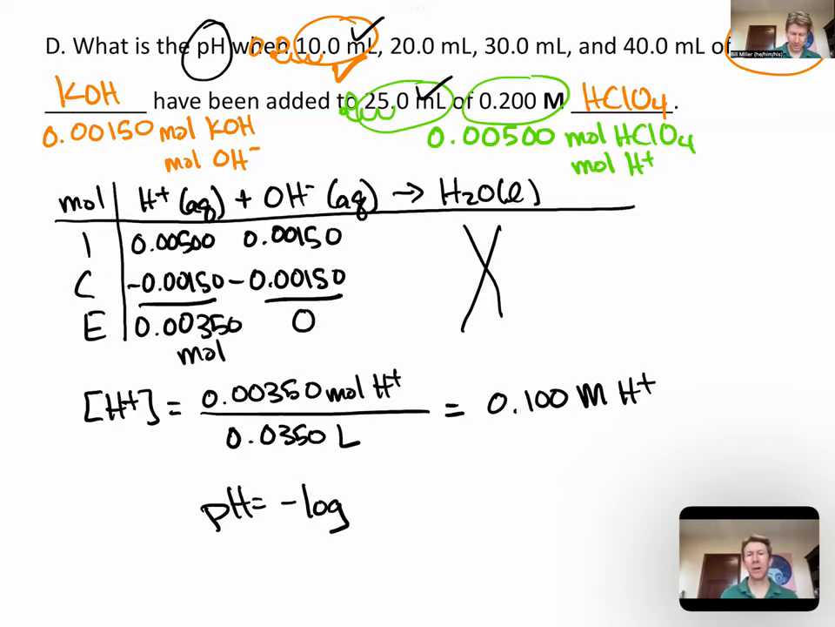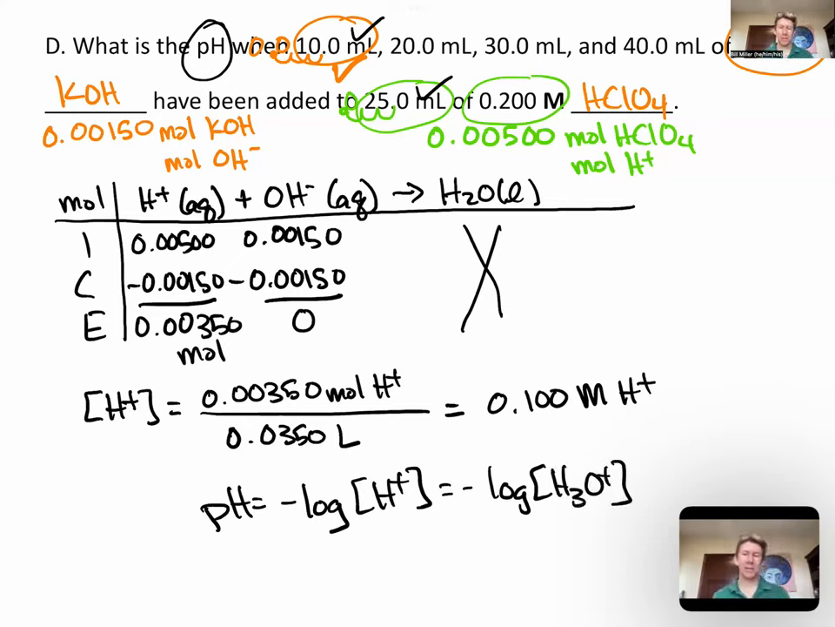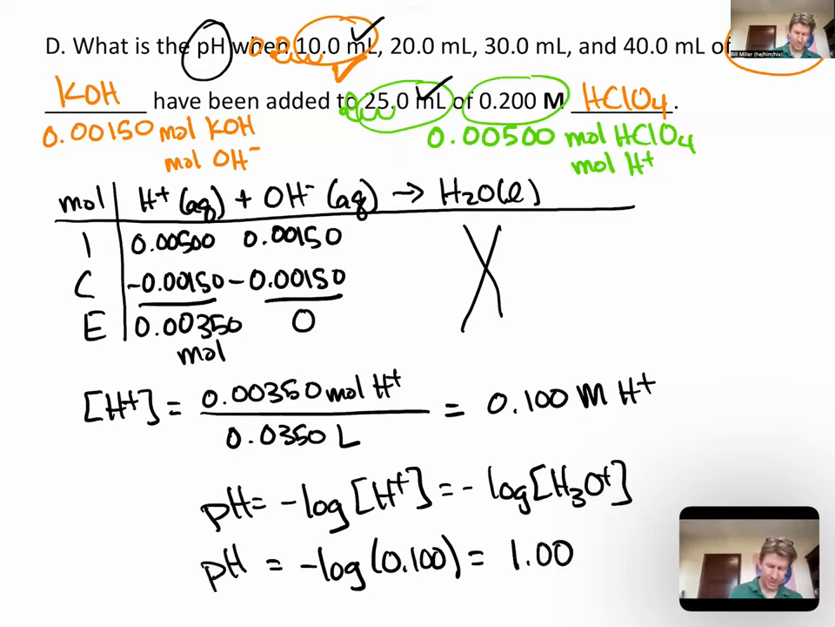And my pH, which is always the negative log of the concentration of H plus, or the concentration of hydronium. We have H plus here now, but it's going to be minus log 0.100. And I hit my log button, and I get 1.00 as my pH for this solution. So that's my final answer here.